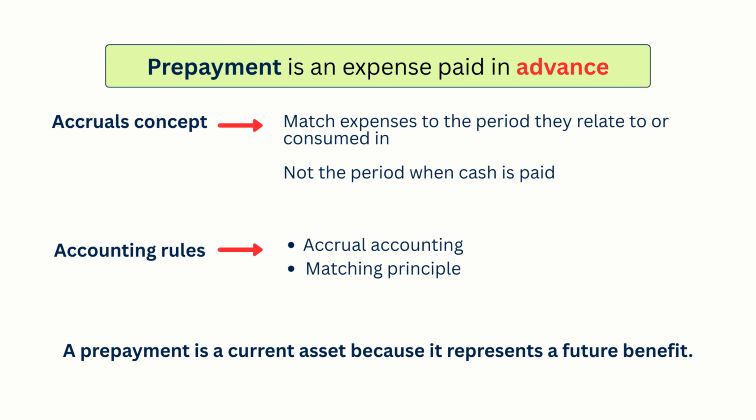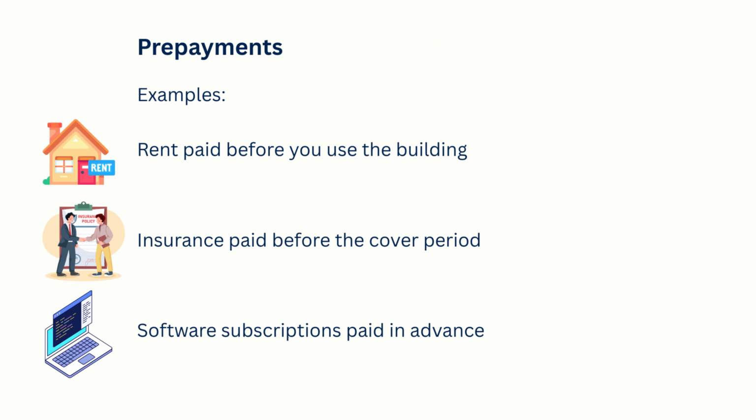In accounting, we do not always recognize expenses immediately when cash is paid. Expenses are recognized when they are used or incurred, meaning when the benefit is received, not when the cash is paid. This is because of the accruals concept. The accruals concept tells us to match expenses to the period they relate to, not the period when cash is paid. Examples include rent paid before using a building, insurance paid before cover starts, and software subscriptions paid in advance.